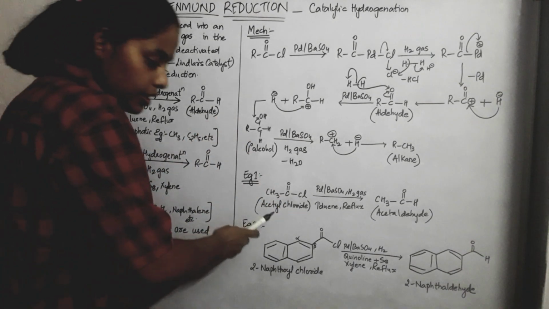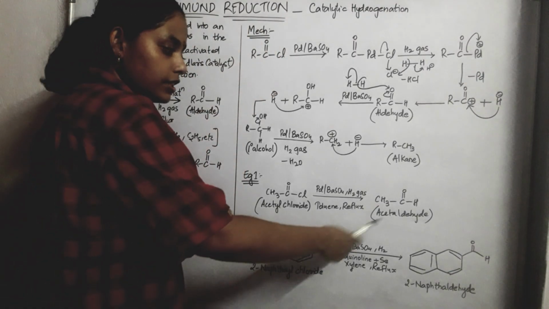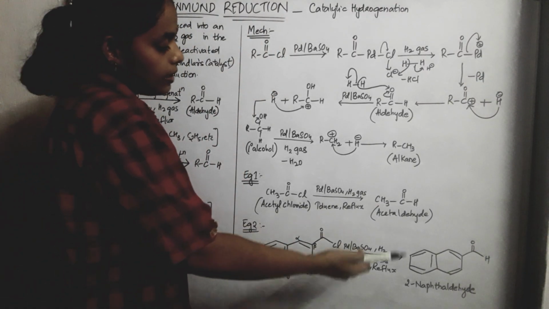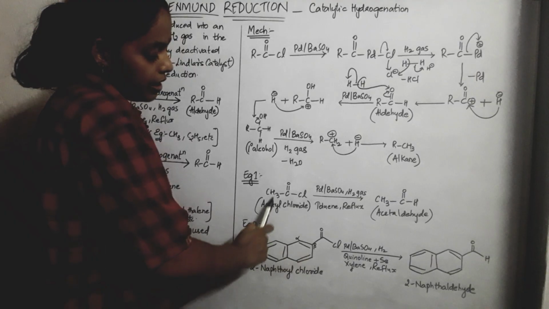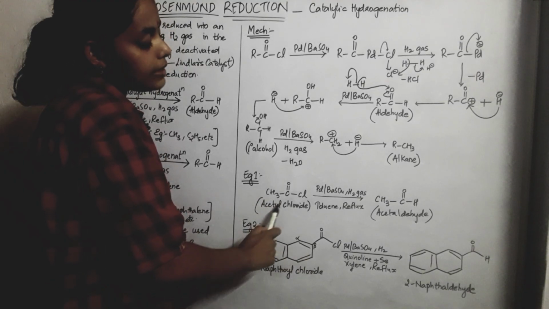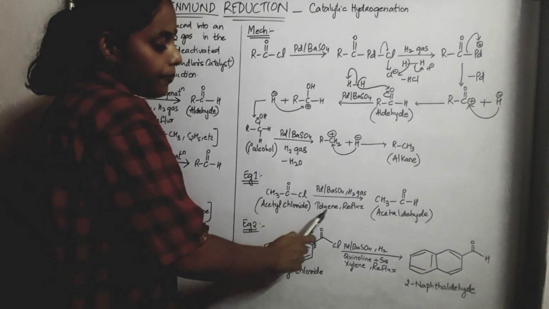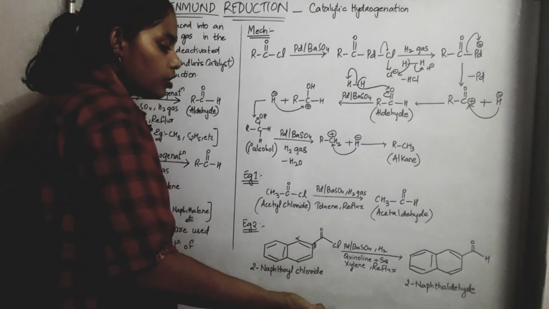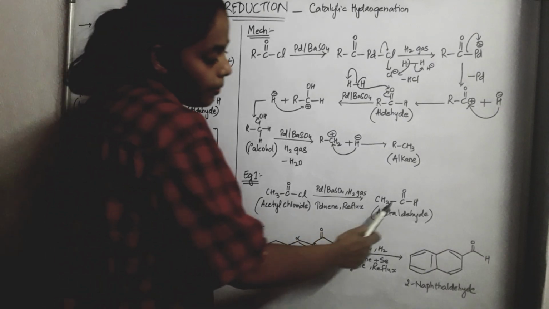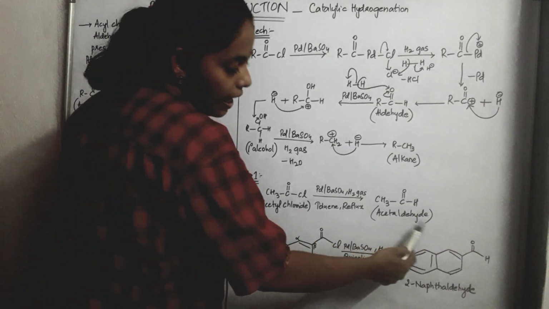Now let us see two examples where we will see the usage of Rosenmund reduction. So first is the conversion of acetyl chloride to acetaldehyde, as I said, by using Lindlar's catalyst and by passing hydrogen gas. So here CH3, the R group, is aliphatic. As it is aliphatic, the solvent which we are using is toluene, and then we will reflux the reaction, and we will get our acetaldehyde.